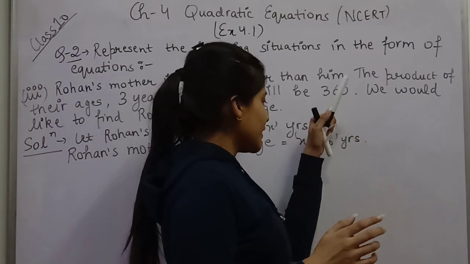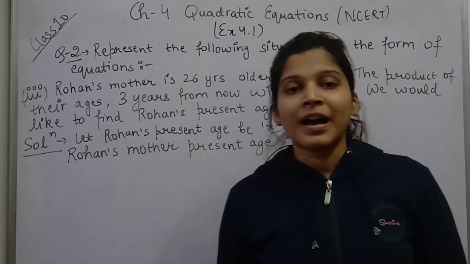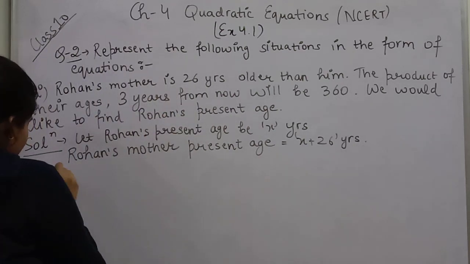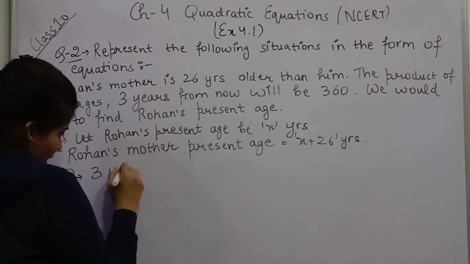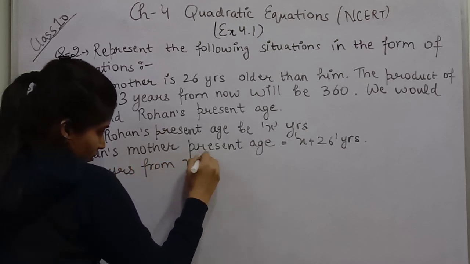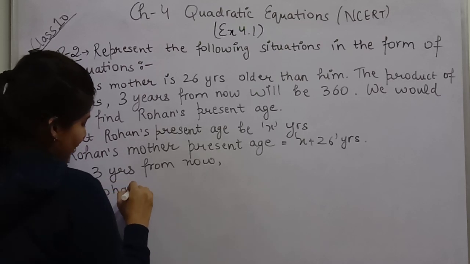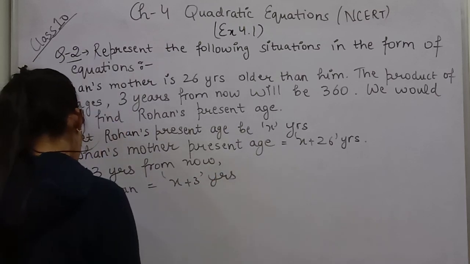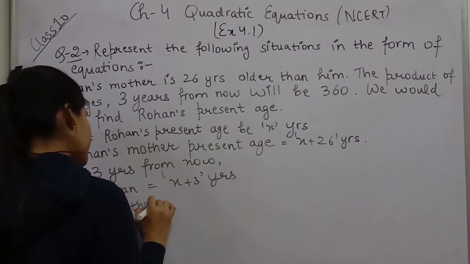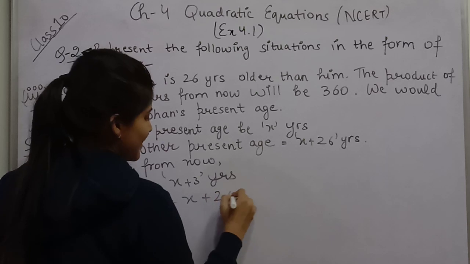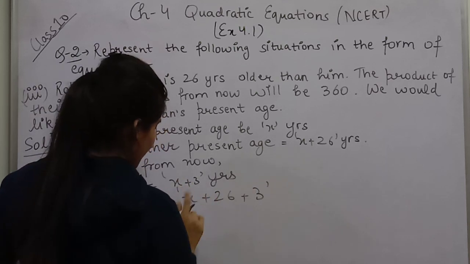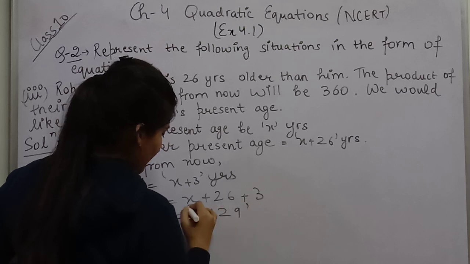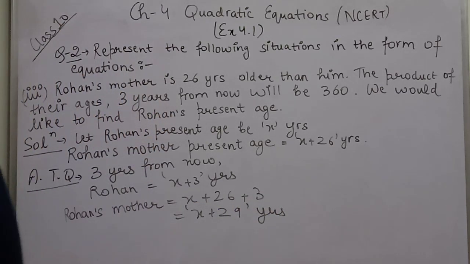मतलब 3 years from now means अगर अभी मेरी एज है x तो 3 years बाद होगी x plus 3. ऐड हो जाएंगे 3 years और उस एज में. So according to question, 3 years from now means रोहन की एज हो जाएगी x plus 3 years and Rohan's mother's age x plus 26 plus 3, right? So basically रोहन की मदर की एज हो गई x plus 29 years. अब दोनों की एज निकाल ली 3 years from now.